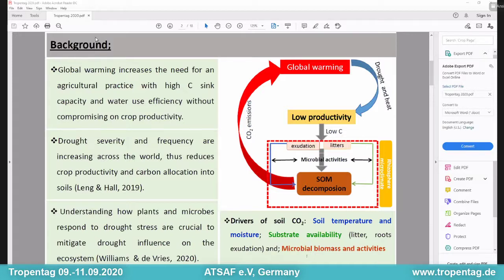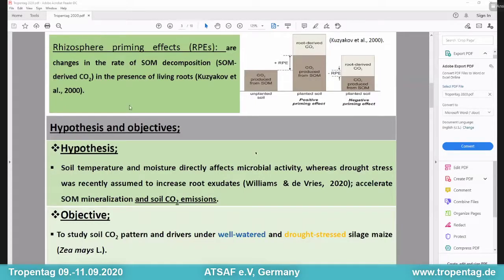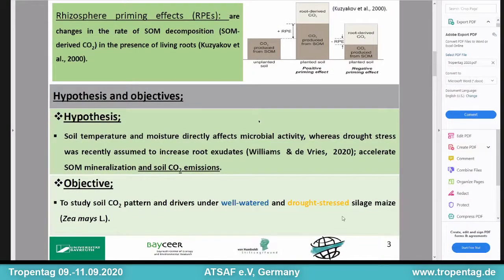And this was only influenced or introduced by a mechanism which is called rhizosphere priming effects. In short, the rhizosphere priming effect is a change in the rate of soil organic matter decomposition in the presence of living roots. Here is a simple graph or diagram that explains the rhizosphere priming effect.